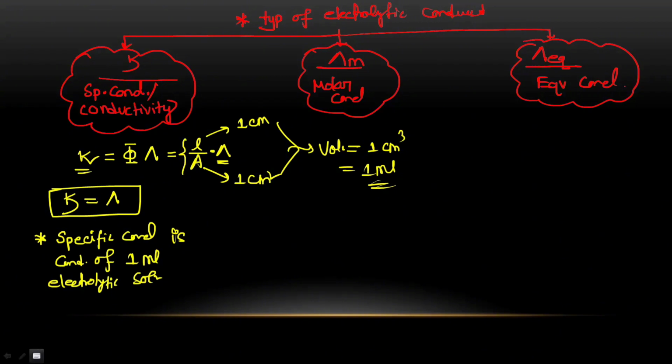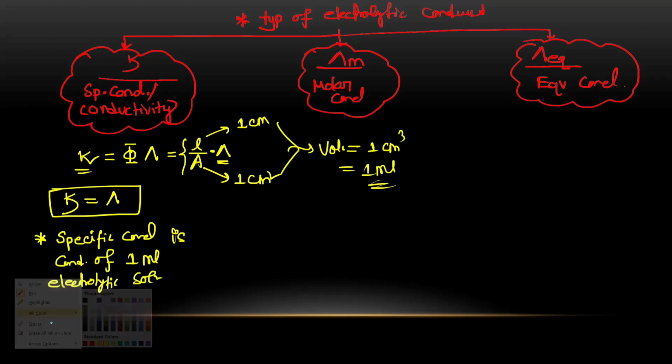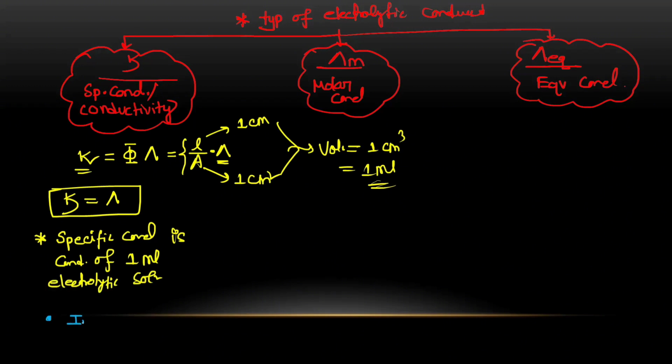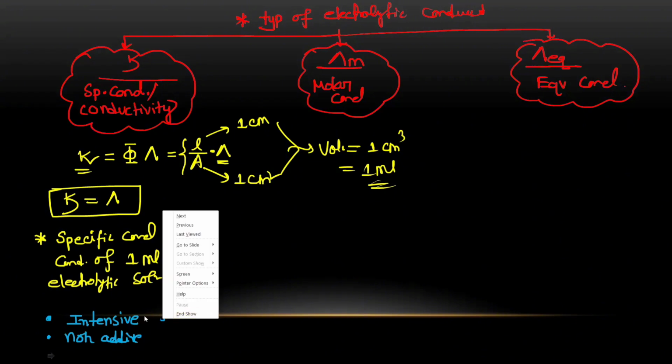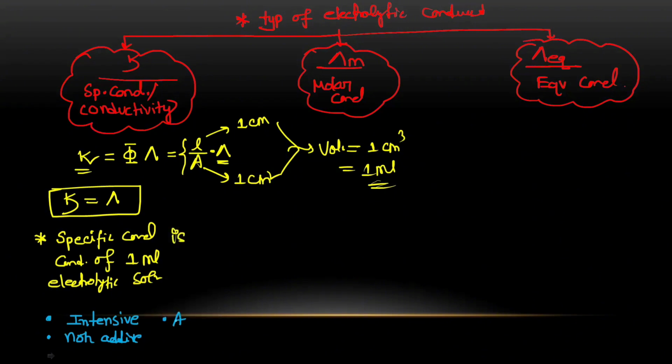Now, there are a few very, very important points about this specific conductance. It is basically an intensive property. That means you can't add kappa. In the last class, we also discussed that. Intensive means it is non-additive. You can't add kappa. Third point is, as it is intensive, it is amount independent. Intensive properties are amount independent. Now, kappa depends upon three things: nature of electrolyte, concentration of electrolyte, and temperature. Upon these three things, the kappa value of a solution depends.